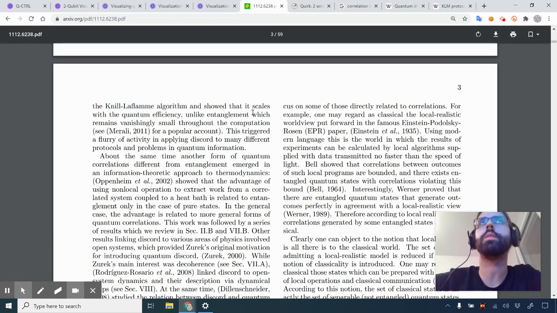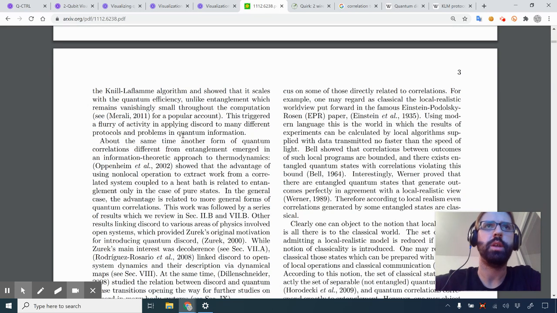And showed that it scales within the quantum efficiency, unlike, what is within the quantum efficiency though? This triggered the flurry of activity in applying discord to many different protocols. About the same time, another form of quantum correlations different from entanglement emerged in an information theoretic approach to thermodynamics. Showed that the advantage of using non-local operation to extract work from a correlated system coupled to a heat bath is related to entanglement only in the case of pure states. In the general case, the advantage is related to more general forms of quantum correlations.